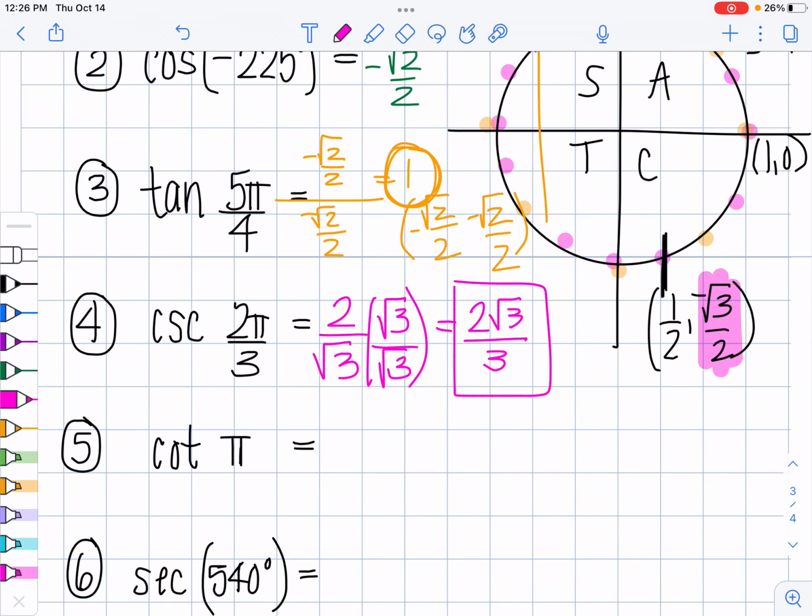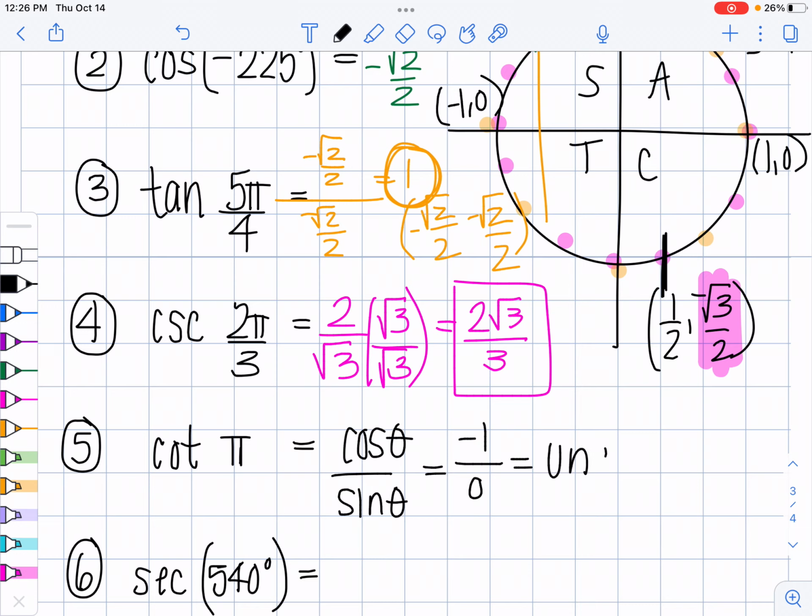So cotangent of pi. All right, pi is an easy one to find. Pi is right here. Pi is the same as 180, halfway around my circle. So I'm right here. At pi, I'm at -1, 0. Okay. Now, we know that tangent is sine over cosine. So cotangent is going to be cosine over sine. All right, my cosine value is -1. My sine value is 0. You can't divide by 0. It's totally not allowed. So what does this equal? Undefined.